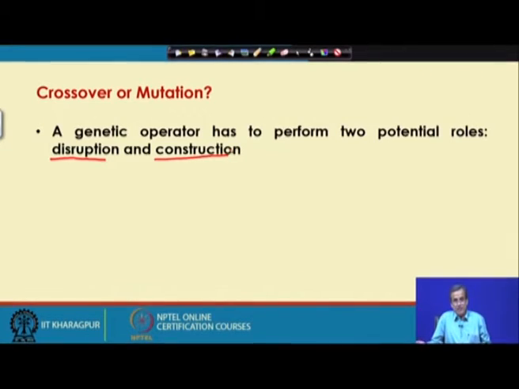On the other hand, techniques like evolutionary strategy or evolutionary programming give more weightage to the mutation operator. In fact, they do not use the concept of the crossover operator.